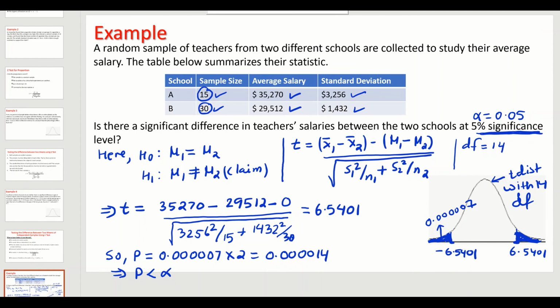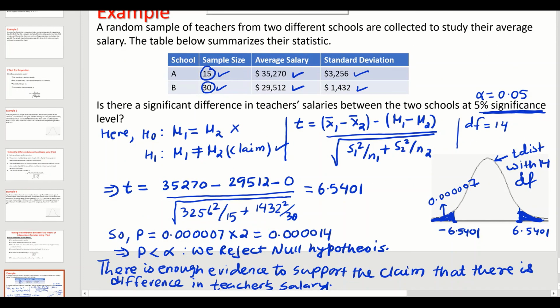And you can clearly see this implies your p-value is less than alpha, because alpha is 0.05, the 5% significance level. So p is less than alpha, meaning we reject the null hypothesis. If we reject the null hypothesis, we are not rejecting the alternative. Meaning there is enough evidence to support the claim at the 5% significance level. So yes, there is enough evidence to support the claim that there is a difference in teacher salary.